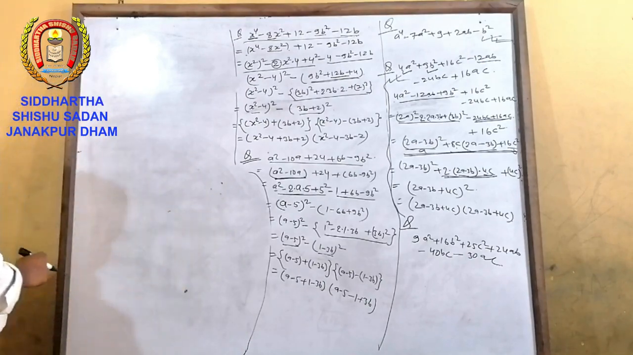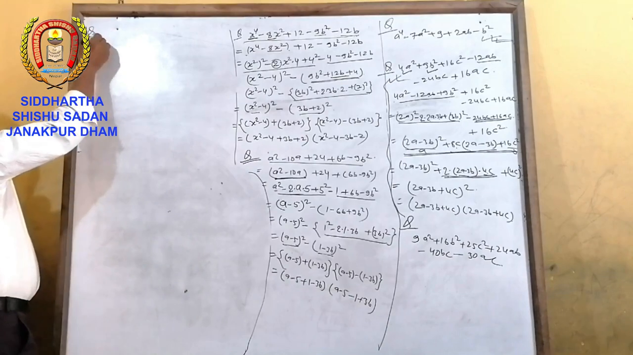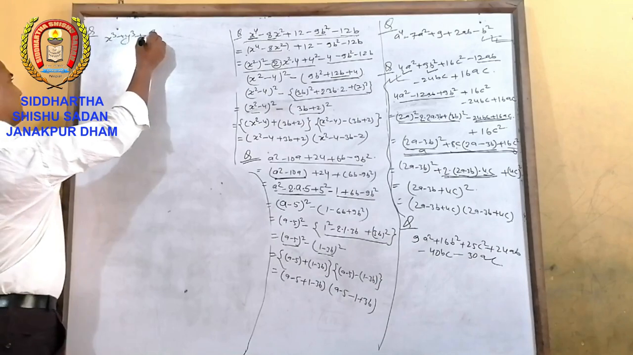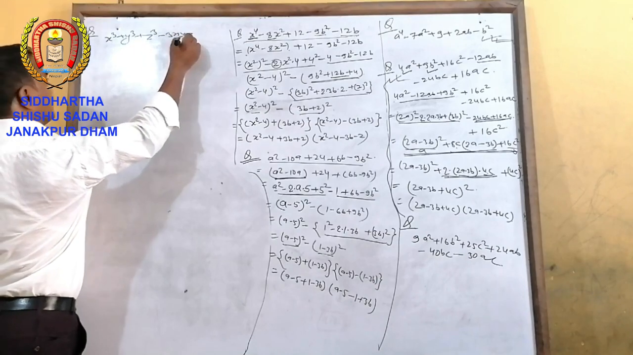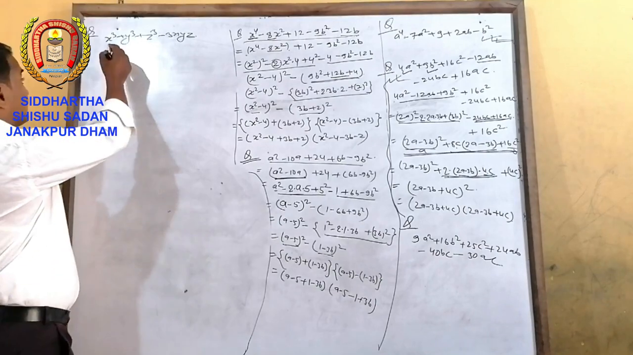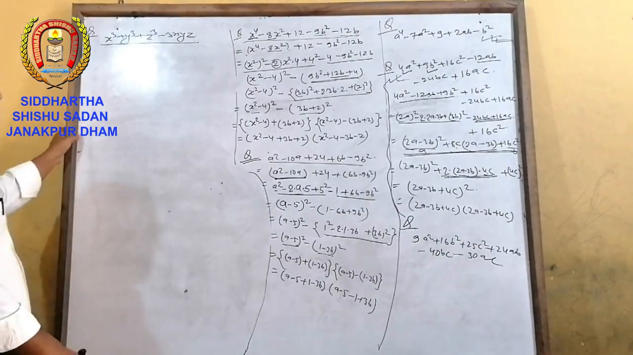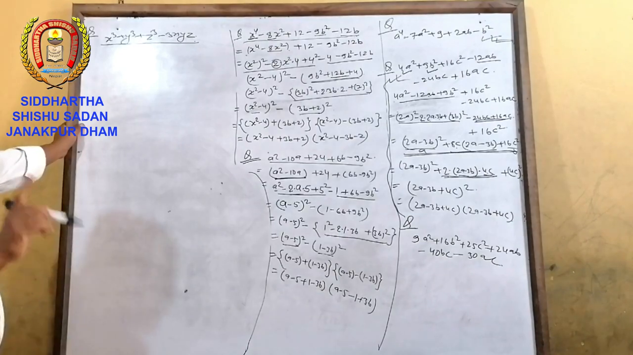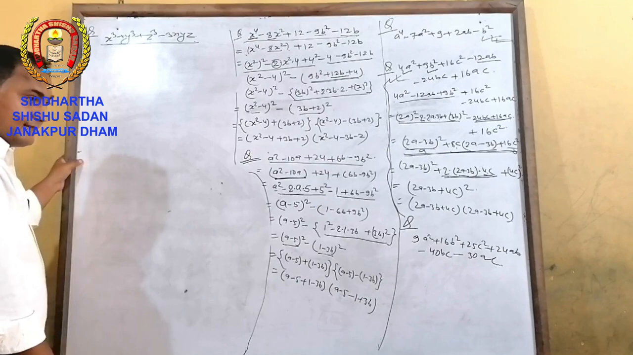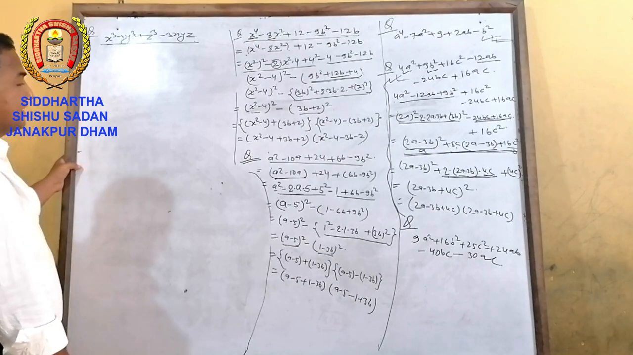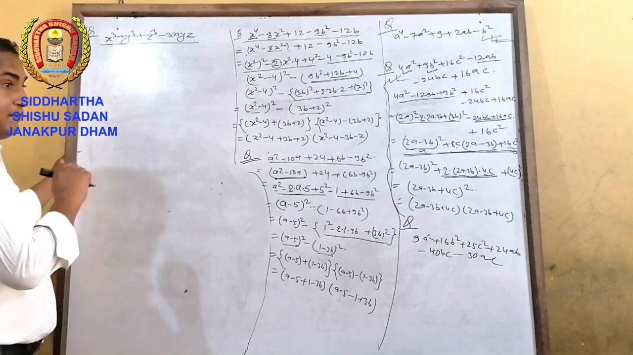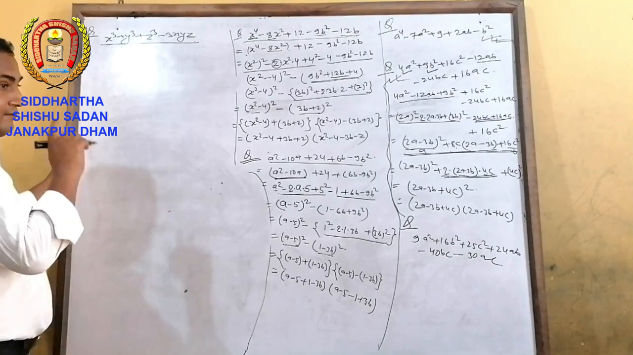Here is the question. Next factorization is x cube plus y cube plus z cube minus 3xyz. Look here, this is not only the factorization, this is also the formula. It is one of the best formulas used in trigonometry also. So first of all, let us do the factorization, then after learning and practicing how we factorize it, remember it forever.